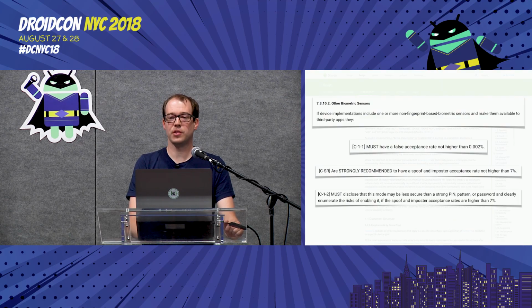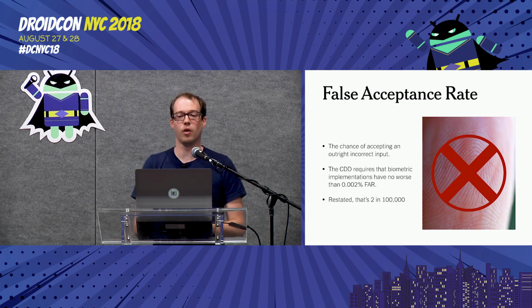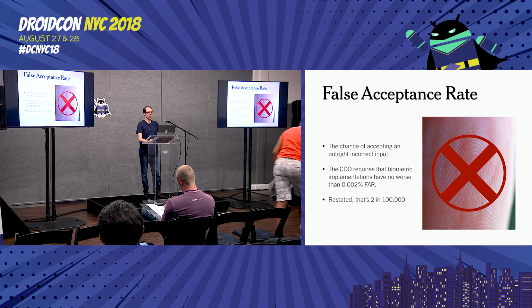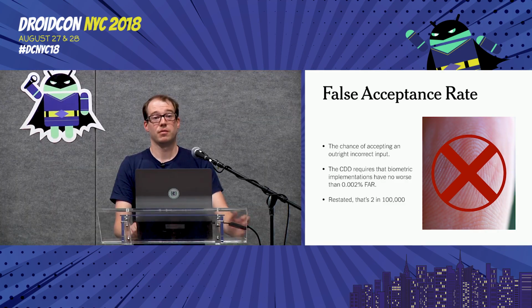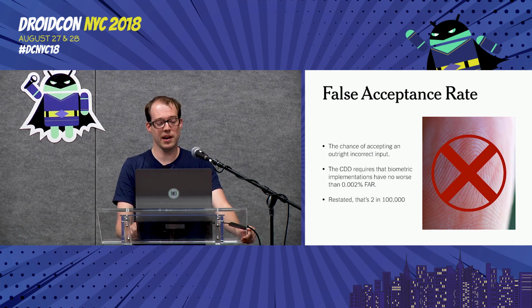So one of these metrics it puts out is called a false acceptance rate. And this is the chance of accepting an outright wrong input. So if I grab one of your phones off from you and put my finger on it, this is the possibility that it's going to accept my finger incorrectly. So the CDD has required that these implementations have a false acceptance rate less than 0.002%. So restated, that's 2 in 100,000.